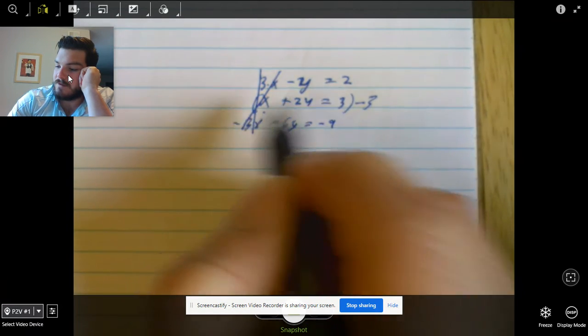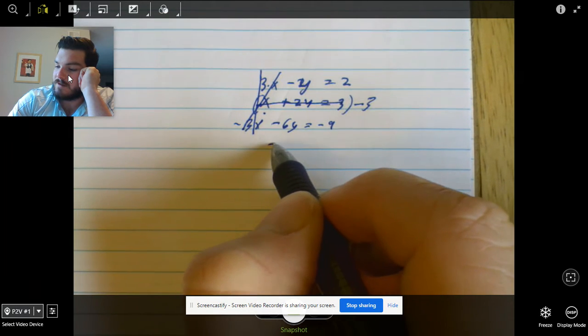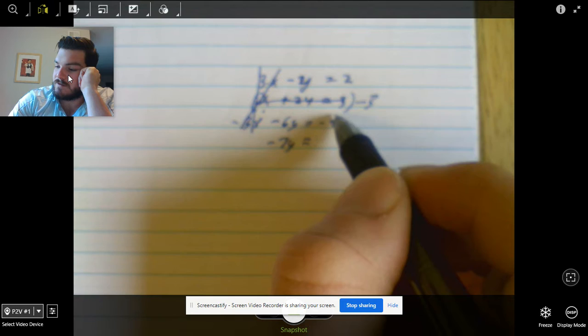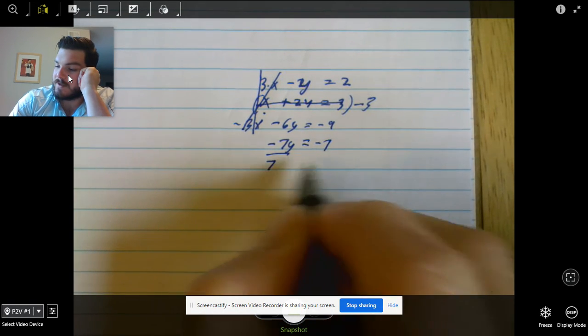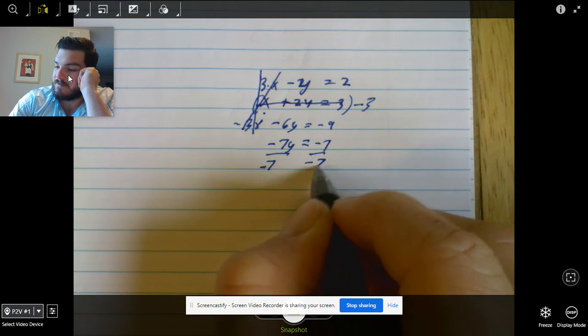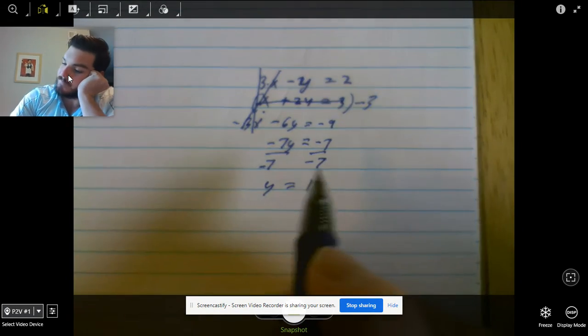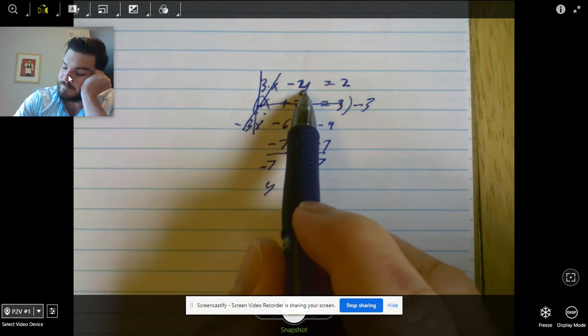These cancel. Well, we don't have to worry about that equation anymore. Then negative y, so that's going to get just negative 7y equals 2 plus negative 9, which is negative 7. Divided by negative 7, divided by negative 7, y equals 1. Same thing as what we saw before. So now I'm going to substitute this in here because I think it's a lot easier.